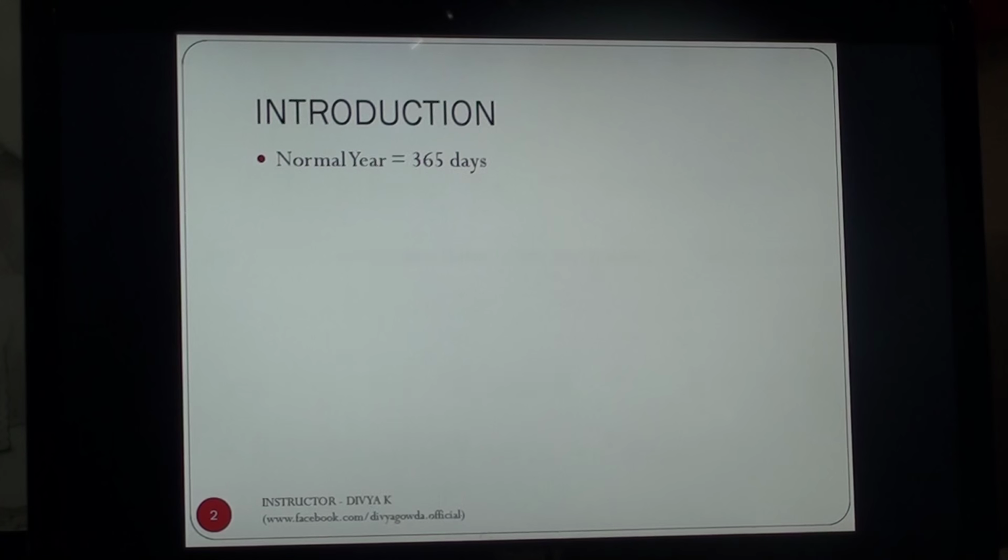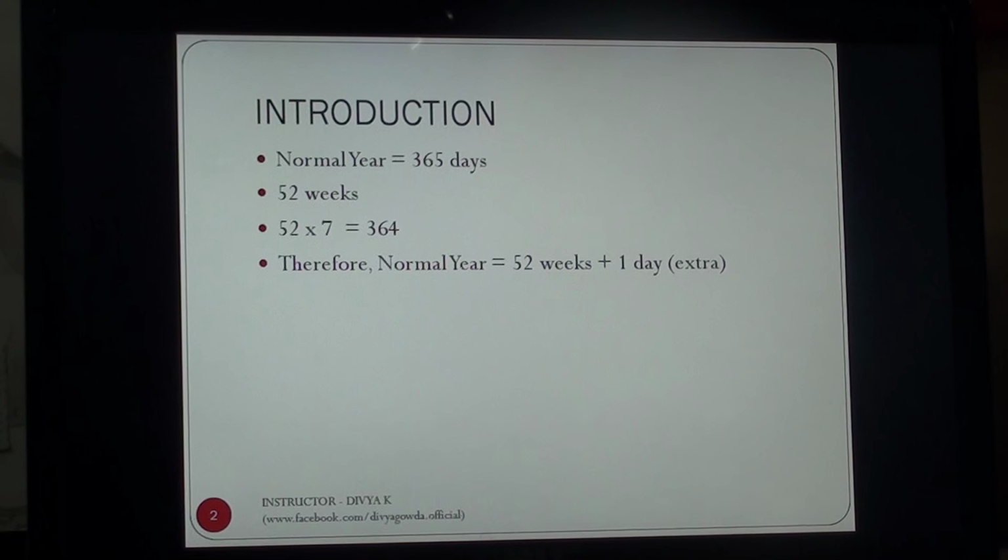All of us know that in a normal year there are 365 days and also there are 52 weeks. But 52 weeks will have 364 days because in a week there are 7 days, and 52 weeks into 7 days will actually give us 364 days. So I can say that a normal year will have 52 weeks plus 1 day extra. I can split 365 as 364 plus 1 day extra.